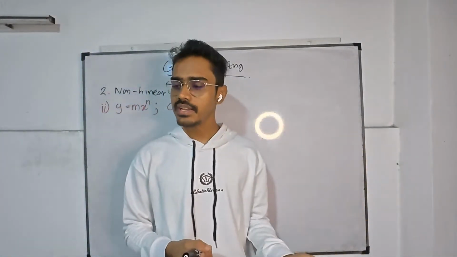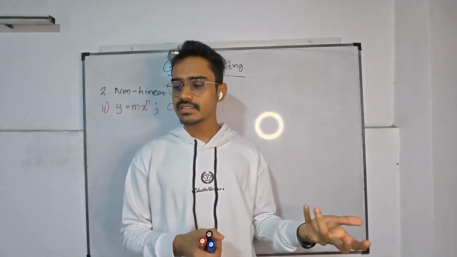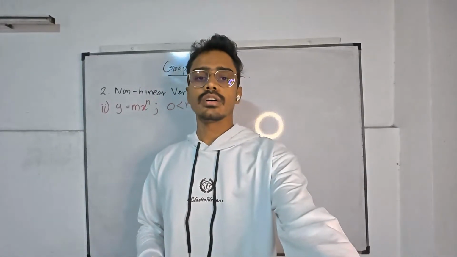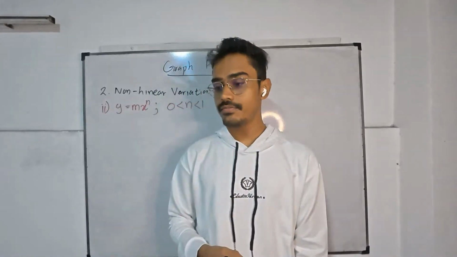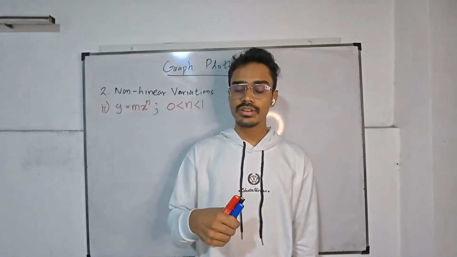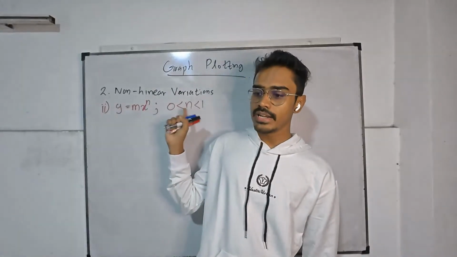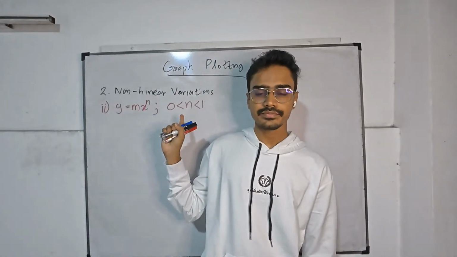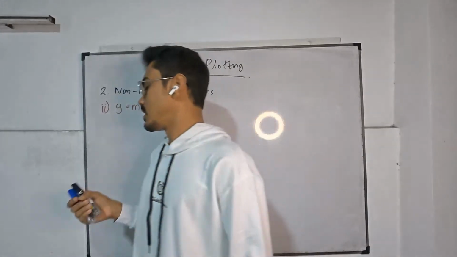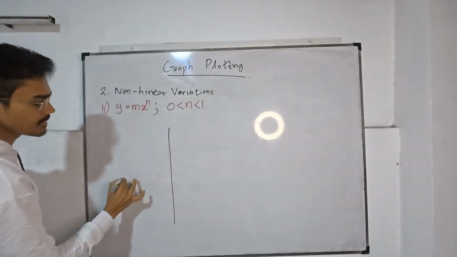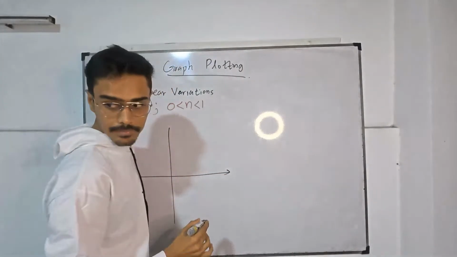Between 0 and 1 means decimal indices, like square root, which is the index of half. Cube root is the index of 1 over 3. So they are falling in this range, right? So therefore, as the example curve, I'll be taking y equals m root x.